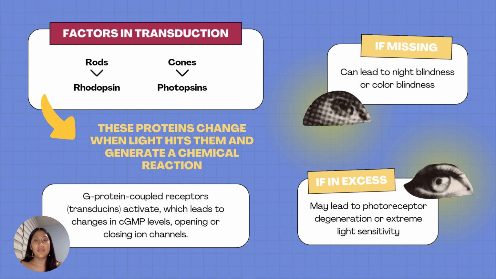So what will happen if these factors are absent? Well, the lack of either of them could lead to night blindness or color blindness. And if it's the opposite, if they are overexpressed, it might lead to photoreceptor degeneration or extreme light sensitivity.